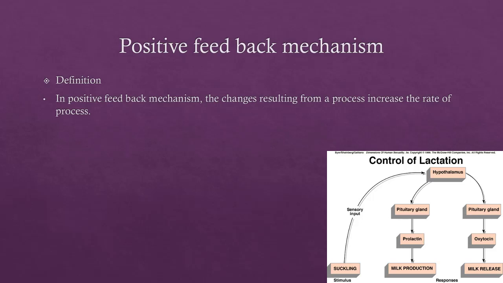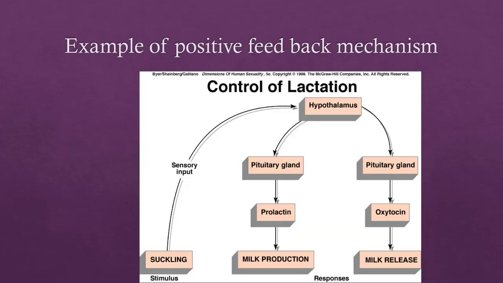In positive feedback mechanism, the changes resulting from a process increase the rate of the process. So dear students, it is a process in which the end product of an action causes more of that action to occur in a feedback loop. Actually, this process amplifies the original reaction. Let's see the example of positive feedback mechanism.